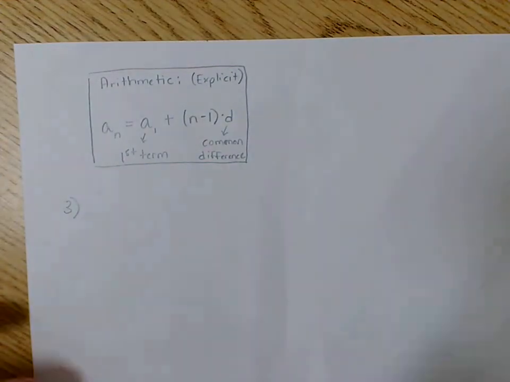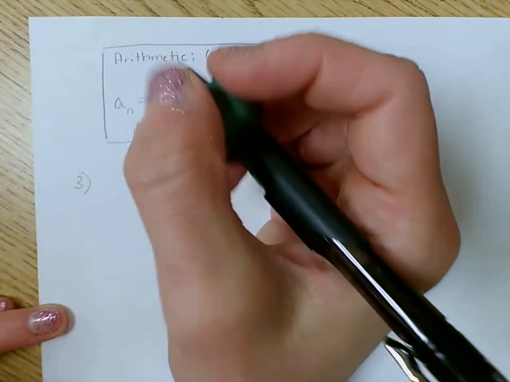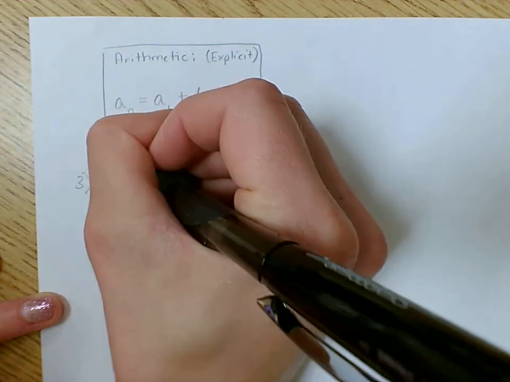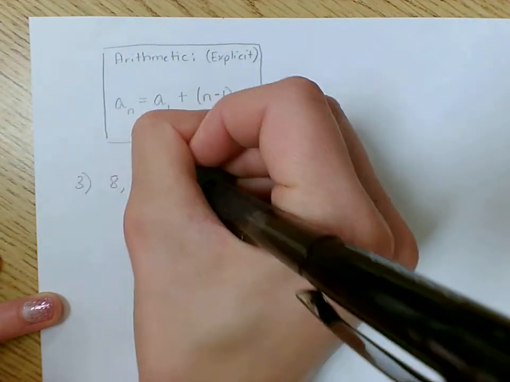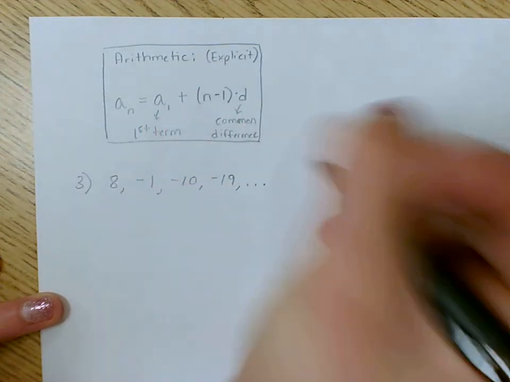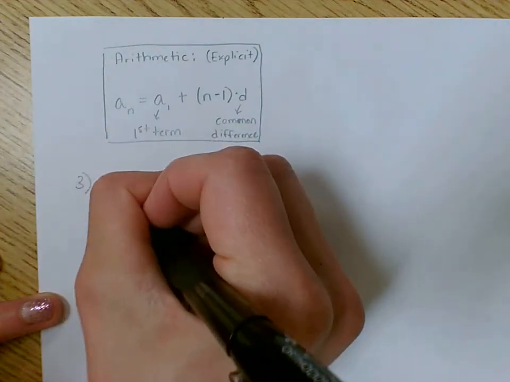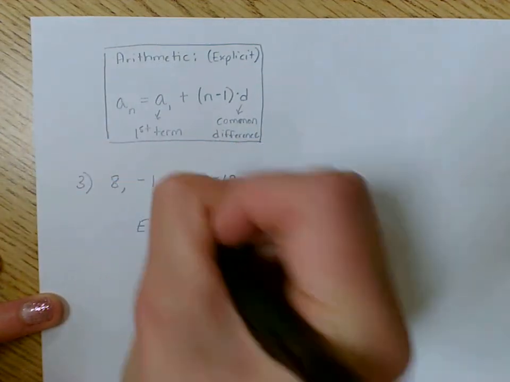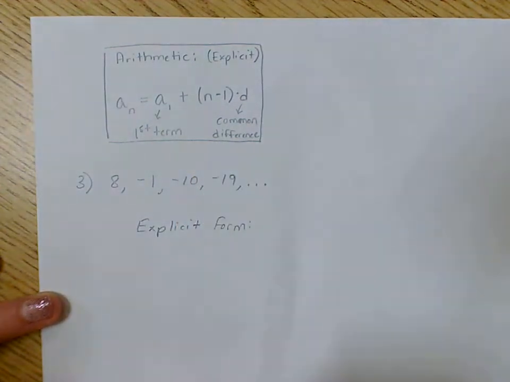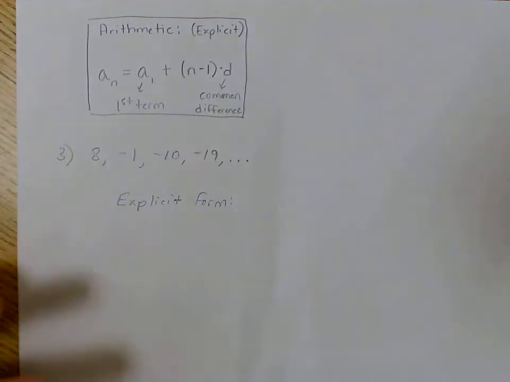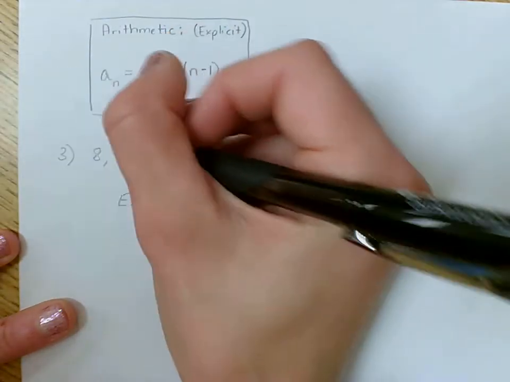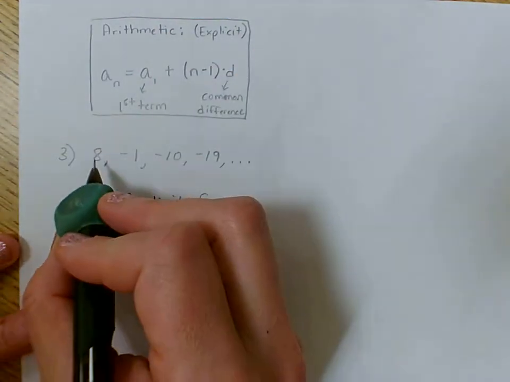So what if you had something like this? You've got the sequence 8, negative 1, negative 10, negative 19, and so on and so forth. And you had to write the explicit form of that sequence. Well, just like what you did in the other one, you could sit here and try to reason through it. So explicit form, remember, you're looking at the positions of these terms and you're trying to figure out what you would do to it.